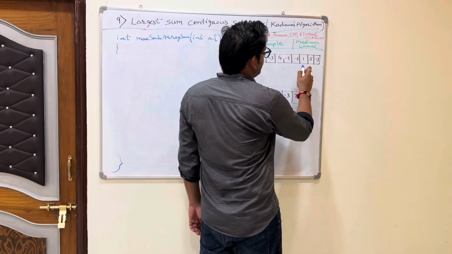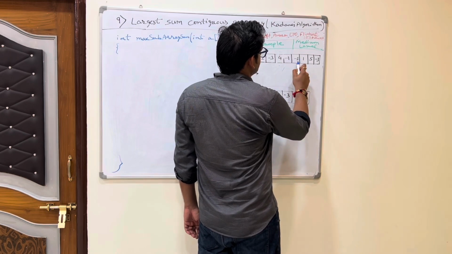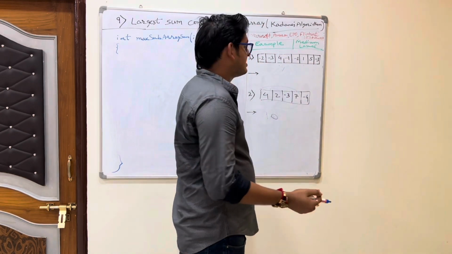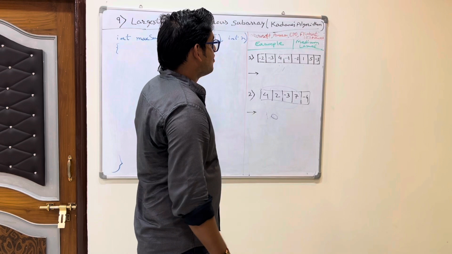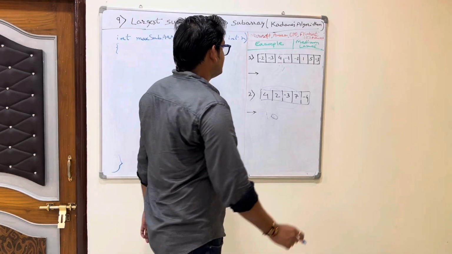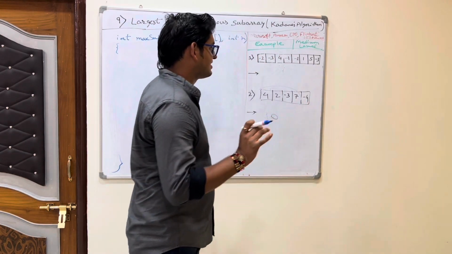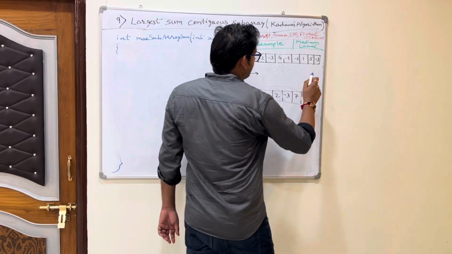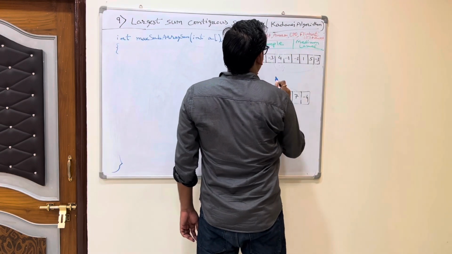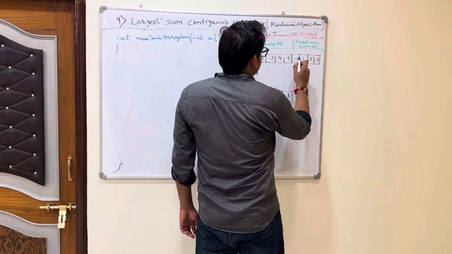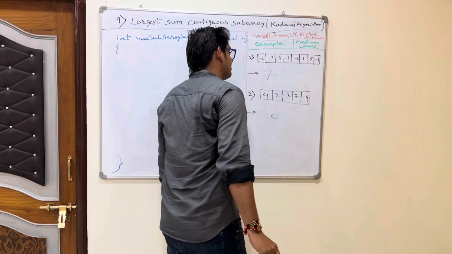But if we include this 1, then what is the sum? 4 minus 1 is 3, 3 minus 2 is 1, 1 plus 1 is 2, which is still less than 4. But if we include this 5, then what is the sum? 1 plus 1 is 2, 2 plus 5 is 7, which is greater than this 4. So if we take this, then we have the largest subarray right now with max sum. And if we include minus, then again it becomes negative. So this is our solution: 4 minus 1 is 3, minus 2 is 1, plus 1 is 2, plus 5 is 7. So we will be returning 7.